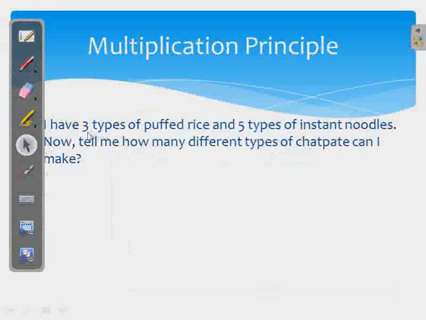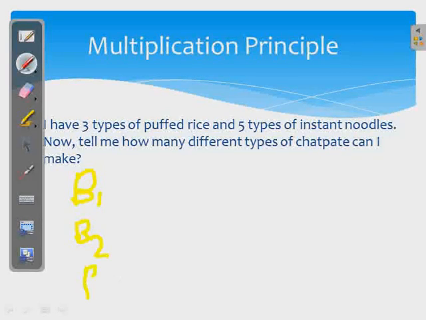Okay, so I have 3 types of puffed rice and 5 types of instant noodles. Now tell me how many different types of chatpate can I make? So हामीसँग 3टा टाइपको भुजा छ, like bhuja 1, bhuja 2, bhuja 3, and with each type of bhuja we have 5 types of noodles that we can use.